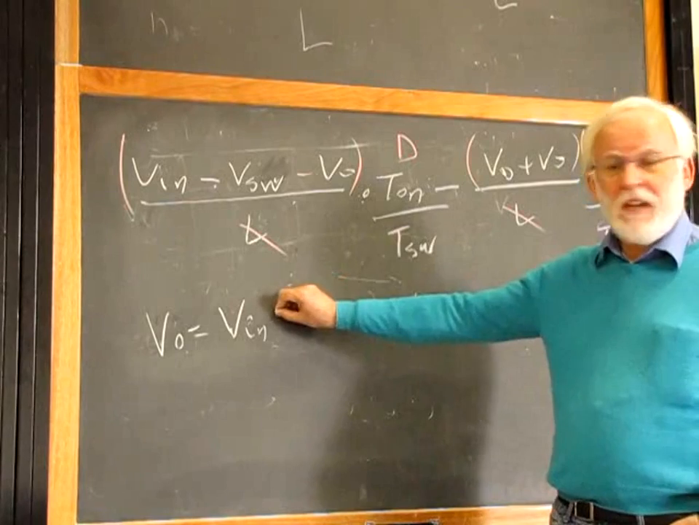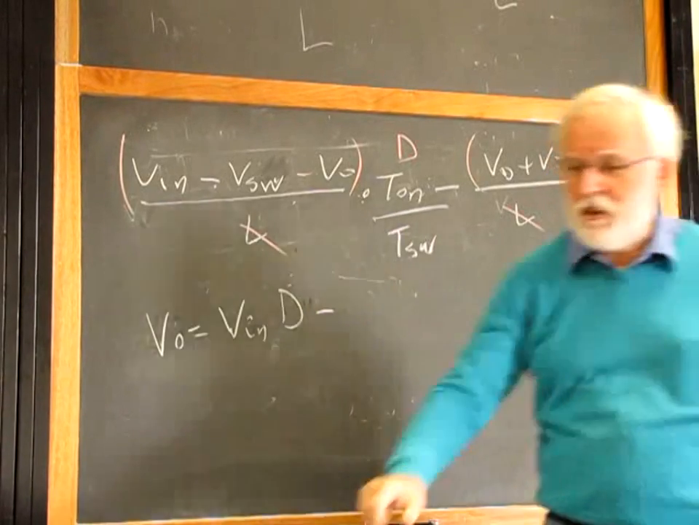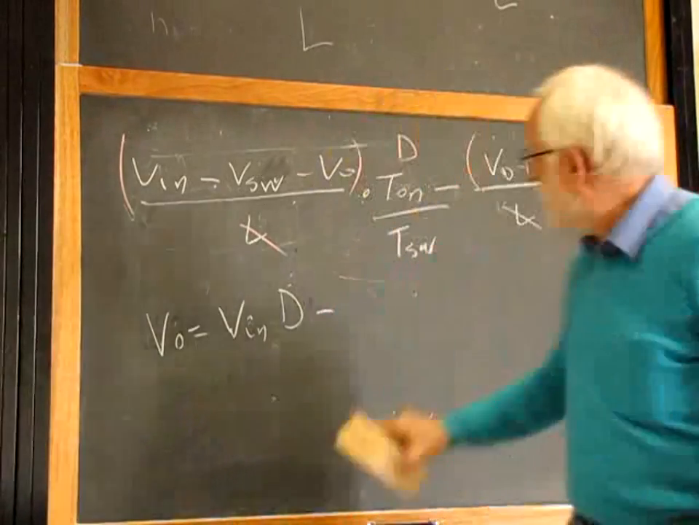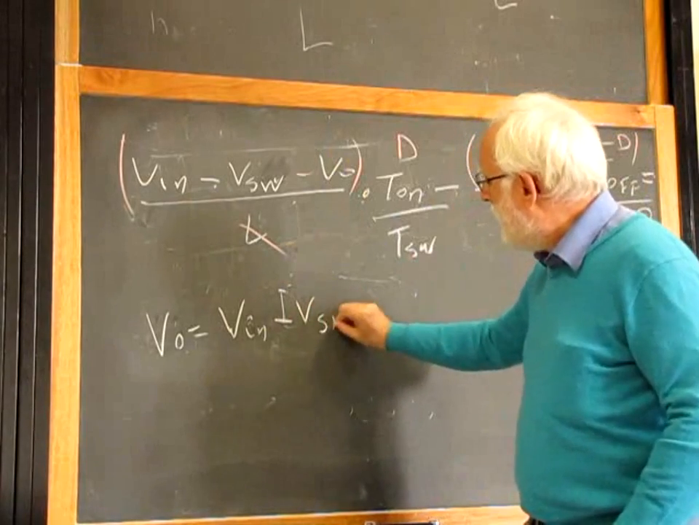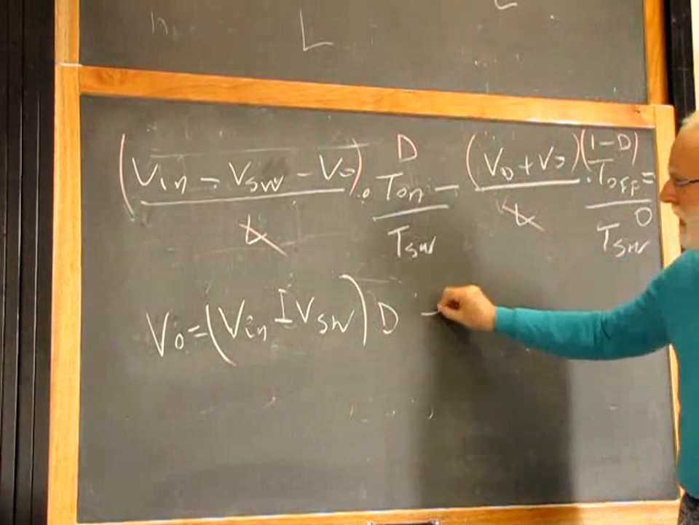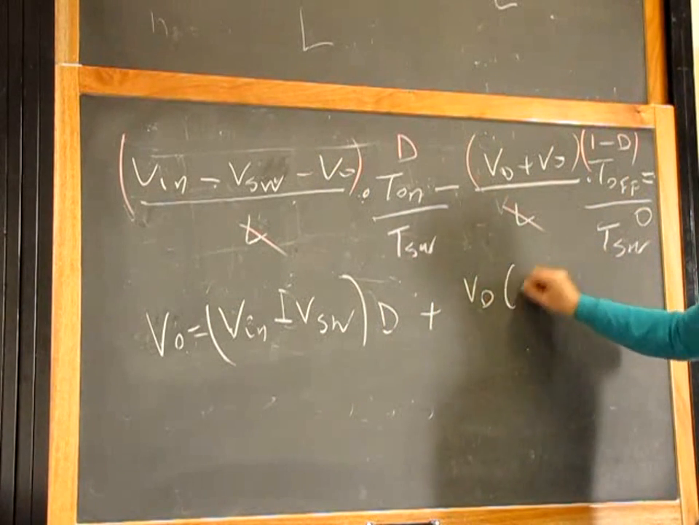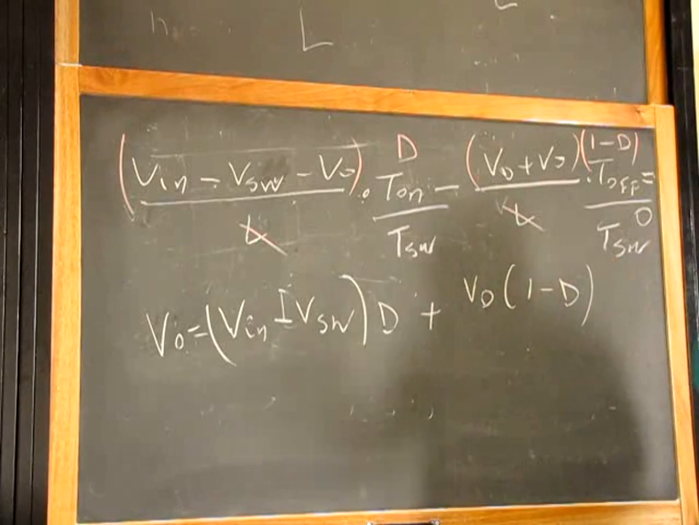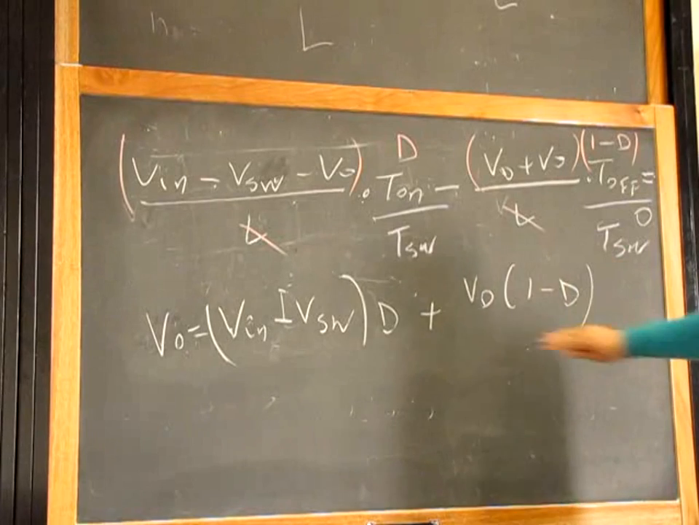V times D, minus V switch times D, so let me just factor it. V minus V switch times D. Plus the diode Vd times 1 minus D. Do you agree? I don't. Minus Vd.